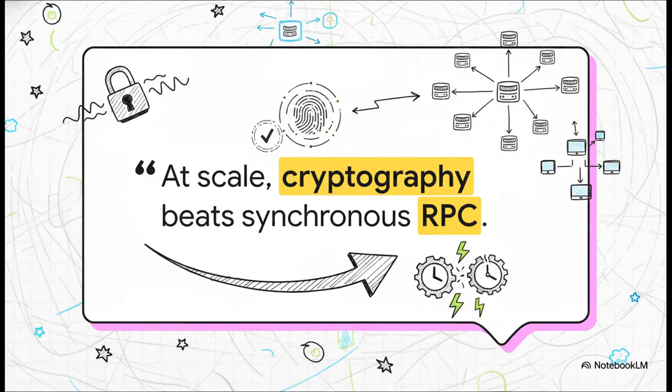To wrap this all up, if you take away only one single concept from this entire explainer, please let it be this incredibly powerful rule. At scale, cryptographic verification beats synchronous RPC. Put your trust in the math, rely on the signature, and push the actual heavy lifting as far out to the edge as you possibly can.